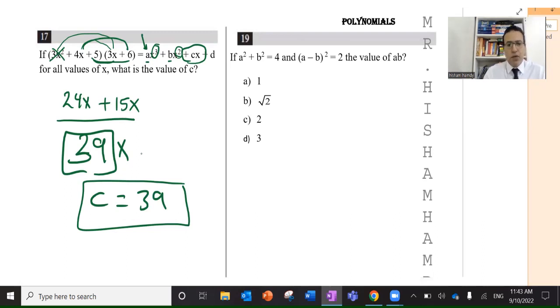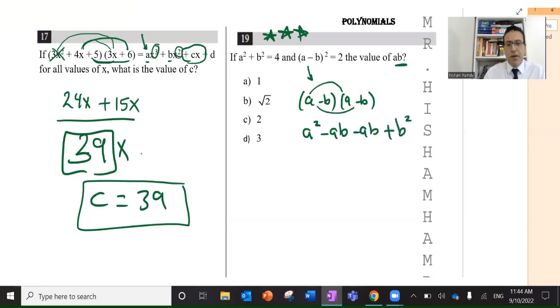If a squared plus b squared is equal to 4 and (a minus b) squared is equal to 2, what is the value of the product? This one is difficult. First, I need to expand this: a minus b multiplied by a minus b. It gives a by a, minus ab, minus ab, and positive b squared. So it's going to be written as a squared minus 2ab plus b squared.